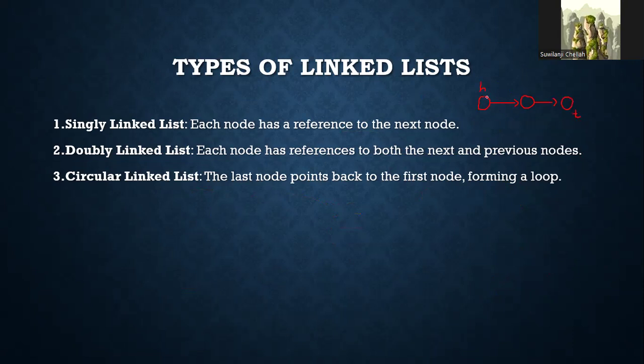Okay, so we've got the head node there, and then we've got this one here, and then we've got the tail node there. Each node has a reference to the next node, and each node has a memory space allocated to it. So you've got space 1, space 2, space 3 there. So this is a singly linked list, right? Meaning it's going in one direction.